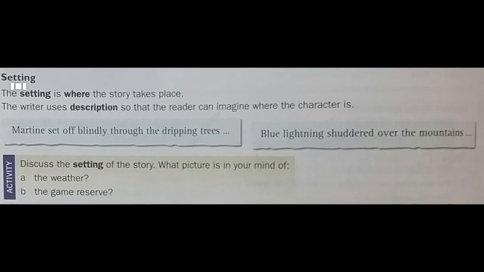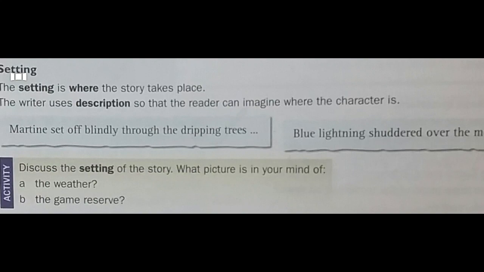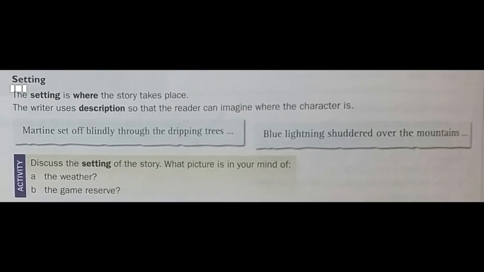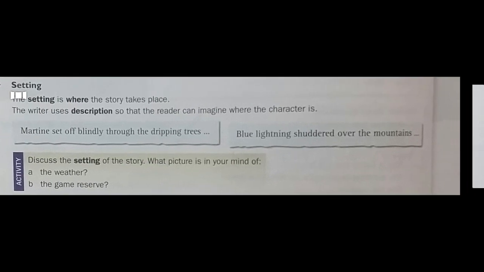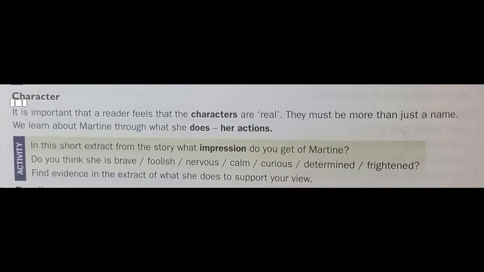Here, discuss the setting of the story. What picture do you have in your mind of the weather? When you read the story, how do you visualize the weather? I think that the weather here is maybe cold, wet, misty, foggy, for example. The game reserve, maybe it's black and ambiguous, غامضة بالنسبة لنا.